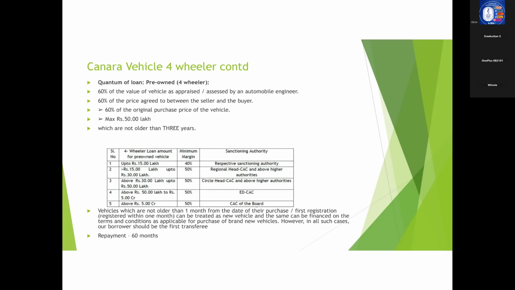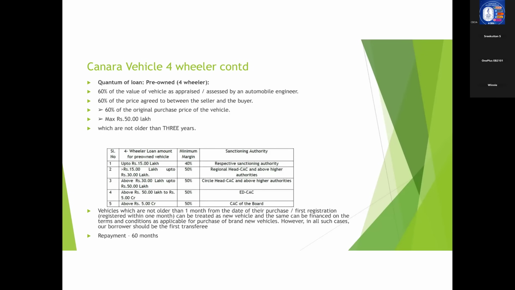Suppose the pre-owned vehicle is more than 15 lakh up to 30 lakh, the minimum margin is 50%, and the sanctioning authority will be region head CSE and above authorities. And above 30 lakhs, up to 50 lakhs, the circle head and above authorities are the permitting authorities. There are always relaxations permitted. Under normal circumstances, the normal sanctioning authority's maximum loan amount is 50 lakhs. But if we have to sanction more than 50 lakhs, we can always go for ED CSE and the CSE of the board above. Normally, those things are not asked regarding the sanctioning authority part, but still I have given.